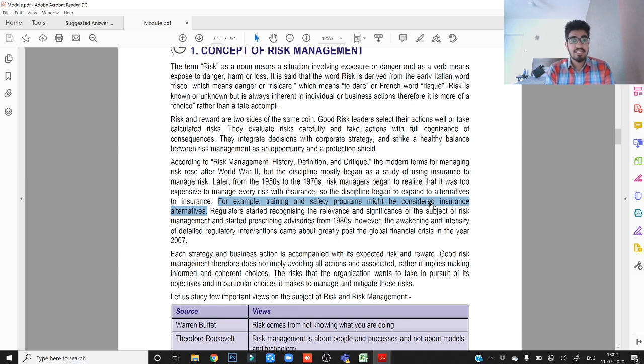First of all, you should try to read the modules multiple times, as many times as possible, and secondly, try to create a very detailed index so that whichever MCQ comes in your examination, you can find it easily from your answer sheet. So if you think this can be an MCQ, you can type insurance alternatives in your index and take it with you.